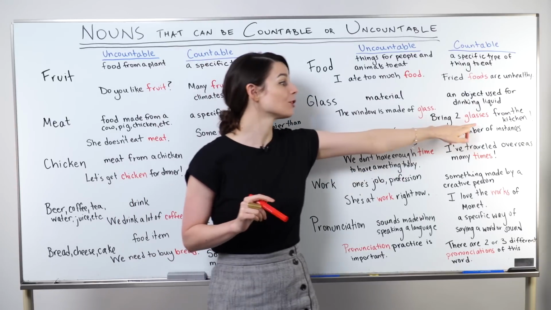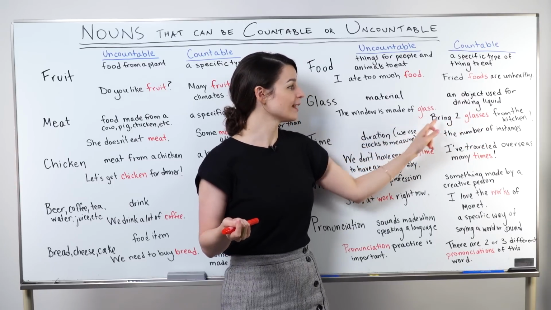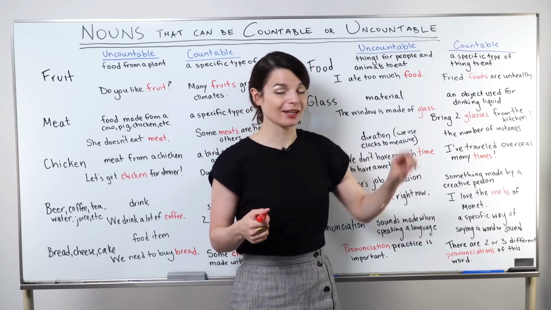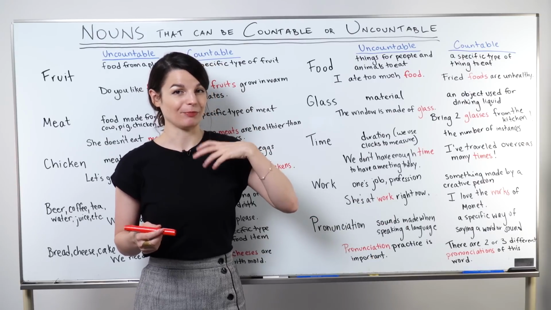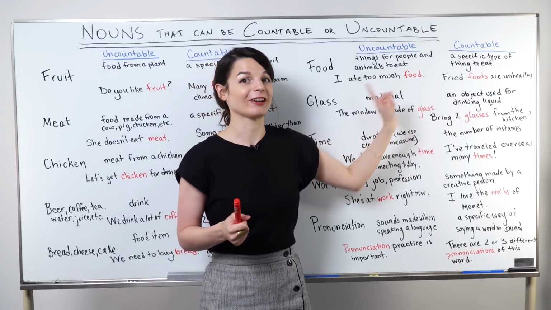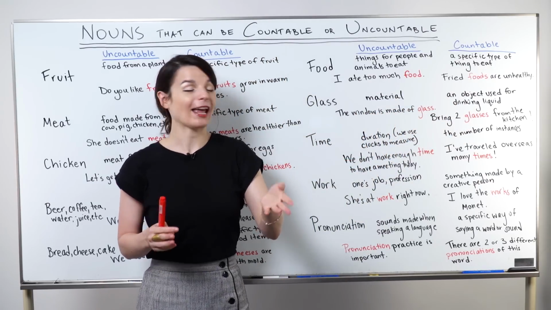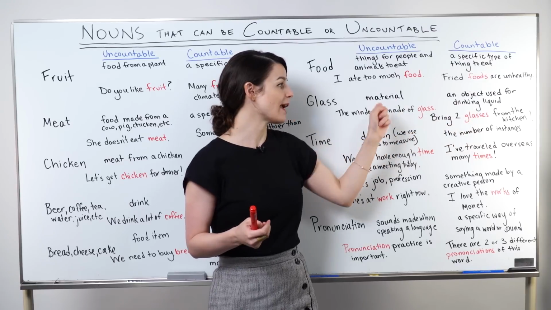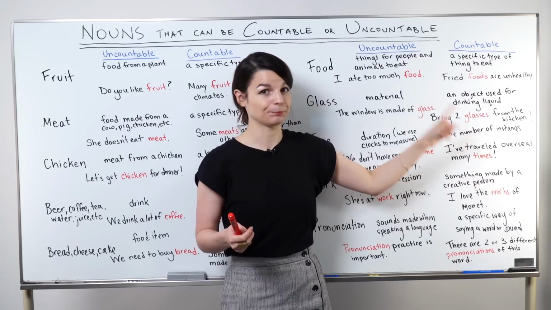This one is different. We use glasses to mean an object used for drinking liquid. So this is the plural form. One glass, two glasses. Bring two glasses from the kitchen. So that means two things for drinking liquid from the kitchen. So material, object for drinking liquid. These are very different. Yes, it's true though, sometimes you might have a glass that is made of glass. So in that sense, you can use them together.